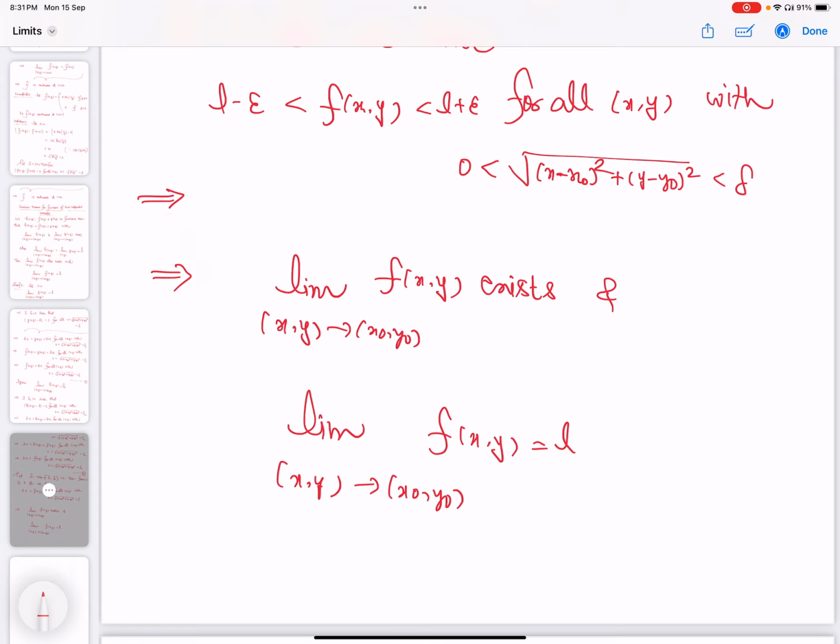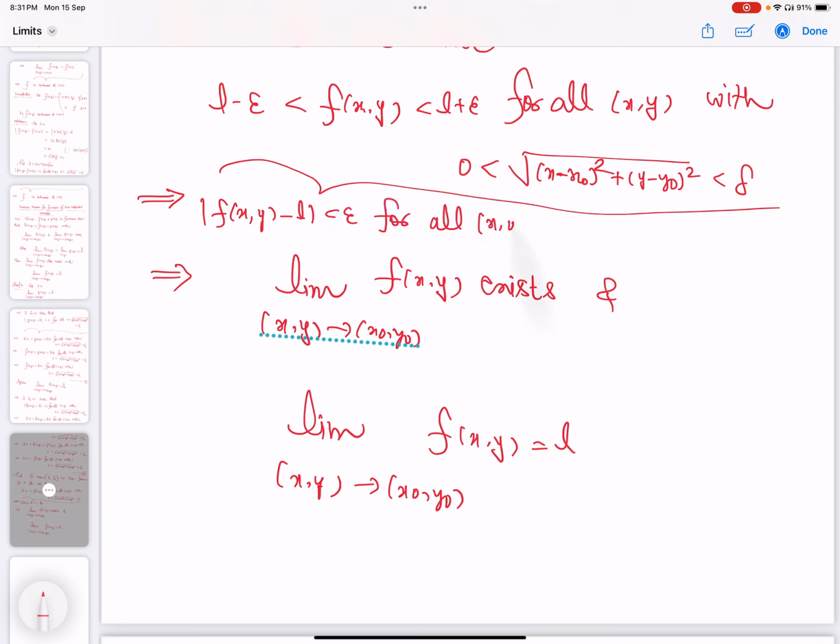So we can actually write this part as |f(x,y) minus L| less than epsilon for all (x,y) with (x minus x naught) squared plus (y minus y naught) squared less than delta. So this we have.